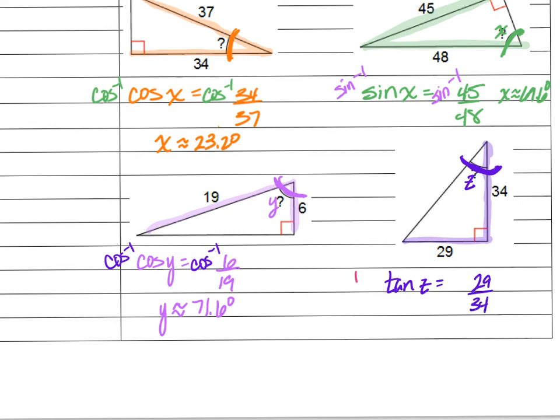So tan inverse, z approximately equals 40.5 degrees. Okay, good job. So that's how we find angles.